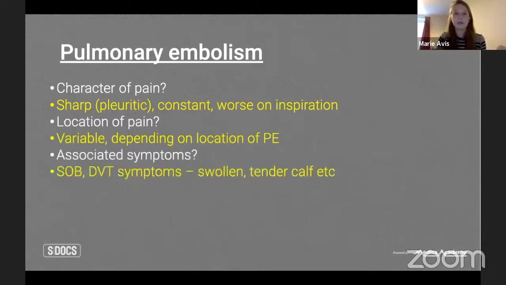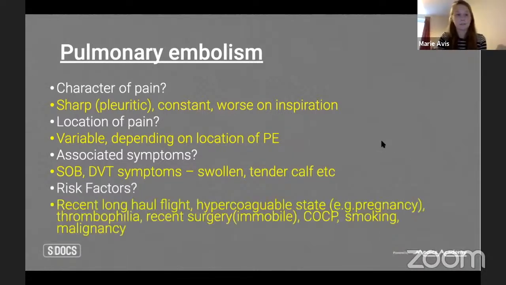Associated symptoms. So shortness of breath is going to be a main big one up there, but also DVT symptoms, so deep vein thrombosis symptoms, things like having a swollen red tender calf. And it'd usually be on one side, but people do get bilateral DVTs. So that's something to be aware of. But if you see someone with the kind of DVT symptoms, and they're short of breath, you're definitely thinking, could they have a PE?